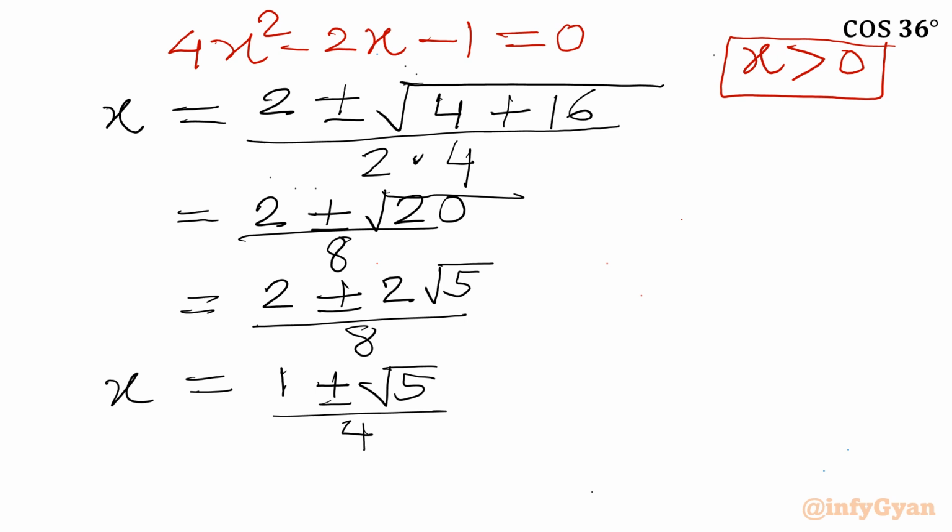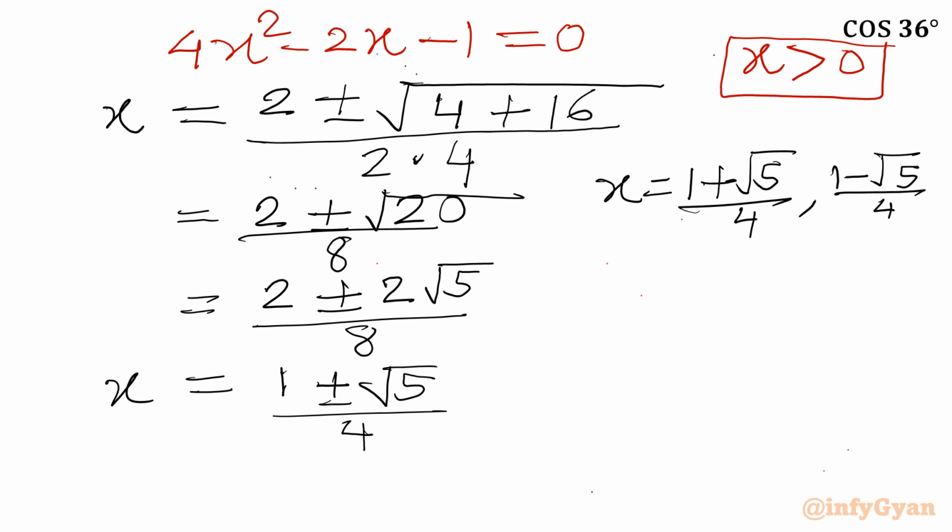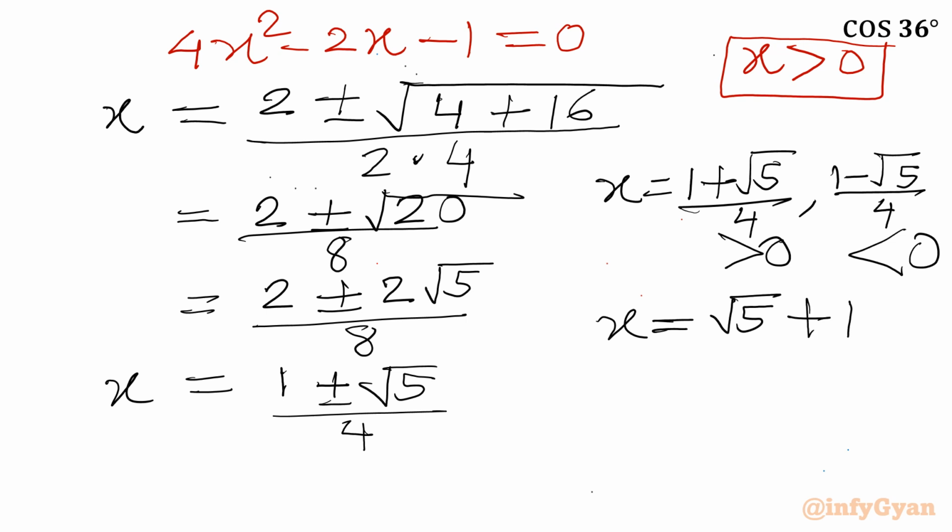We have two values. So let me write here x equal to 1 plus root 5 over 4, and 1 minus root 5 over 4. Root 5 is 2.23, so the second value will be negative. The first is always positive. So our answer will become root 5 plus 1 over 4.